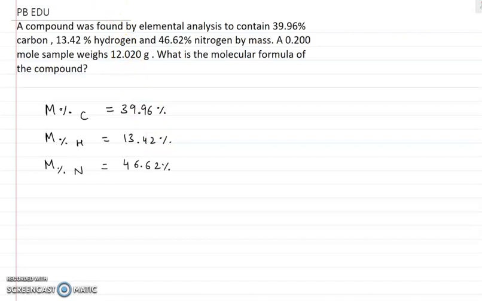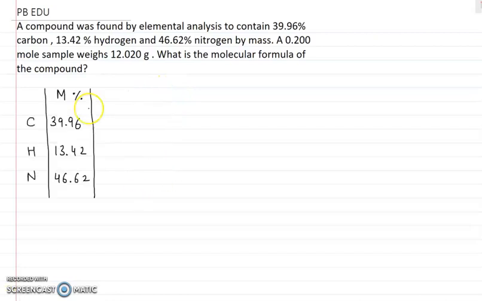46.62%. So here we have mass percent, and mass percent represents the mass of the element in the compound in total of 100 gram of the compound. So if we have all the mass percentages, we can write now the mass percent represents the masses in gram. So we can write that 39.96 gram of carbon is there in 100 gram of the compound. Like that, 13.42 gram of hydrogen is present in 100 gram of the compound. Similarly, 46.62 gram of nitrogen is present in the compound.